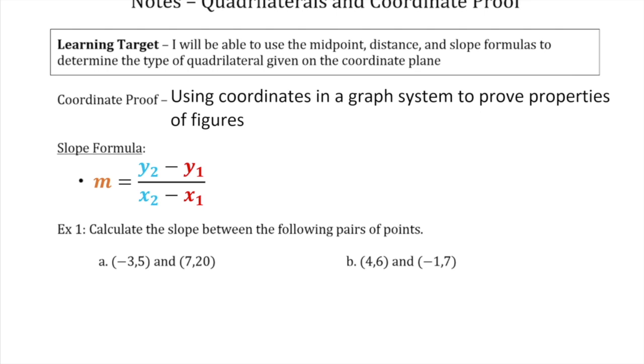Today what we're going to do is talk about quadrilaterals and this thing called coordinate proof. So what the heck is a coordinate proof? They're not quite the same as the proofs that you've done in the past. Coordinate proofs is when we're using coordinates in a graph system, right? Like we're just literally plotting them on some axes, like an x and a y. And then we're going to use that and prove some properties of the different figures.